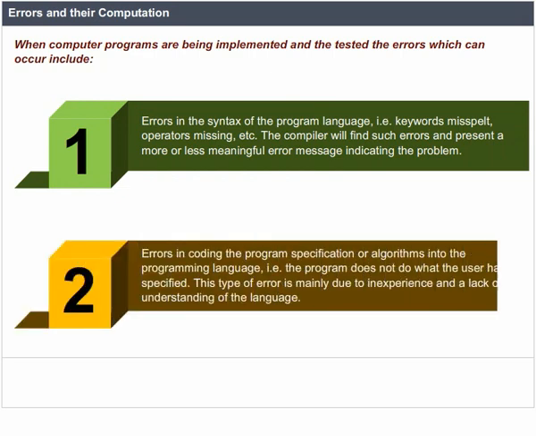Point number 2, errors in coding the program specification or algorithms into the programming language, that is, the program does not do what the user had specified. This type of error is mainly due to inexperience and a lack of understanding of the language.